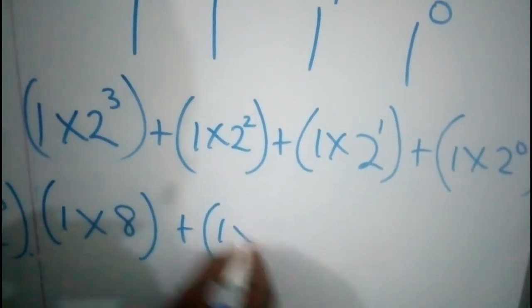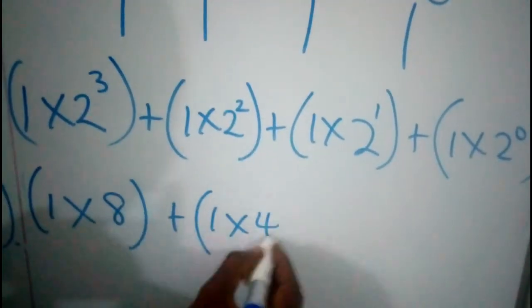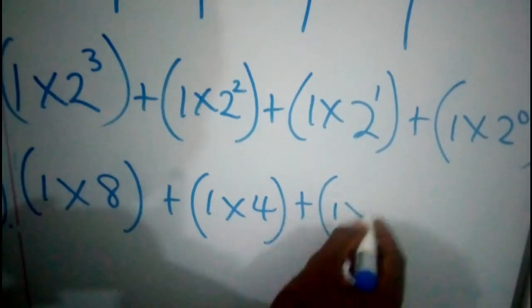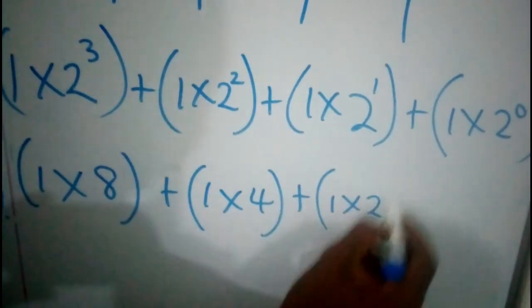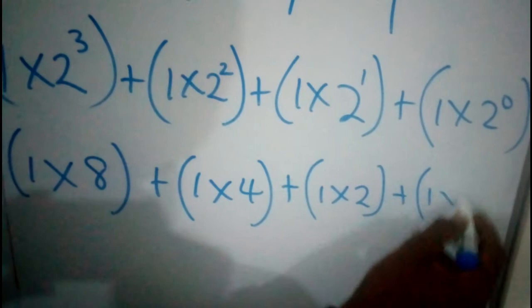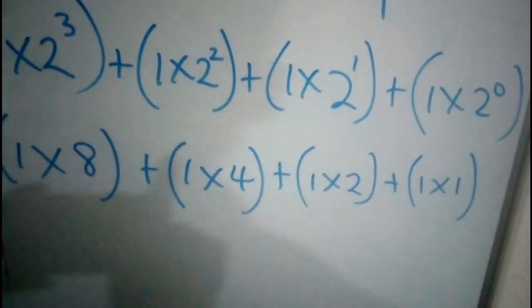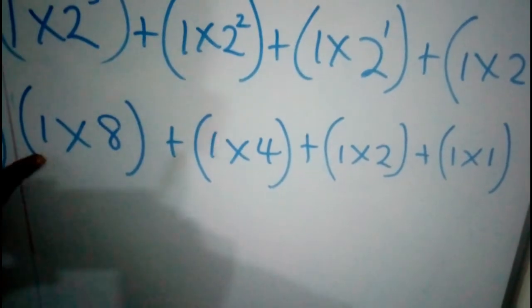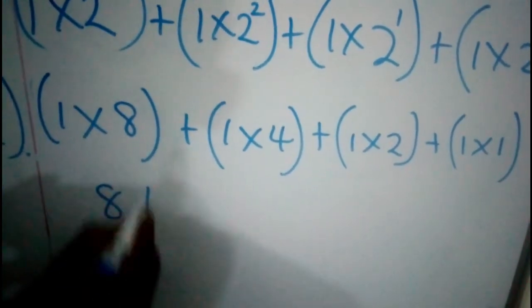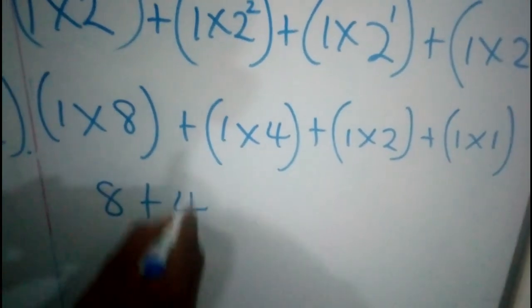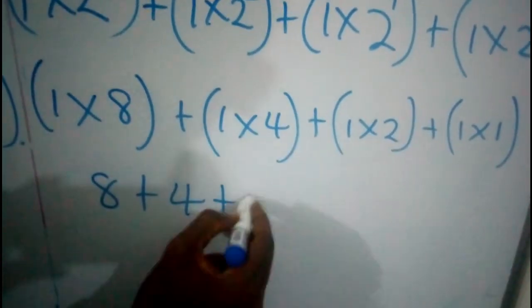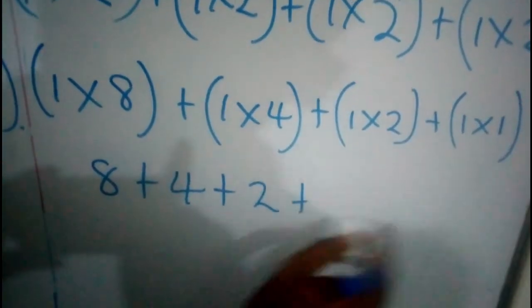Plus 1 times 2 raised to power 2, that is 4. Plus 1 times 2 raised to power 1, that is 2. Plus 1 times 2 raised to power 0. Anything raised to power 0 gives you 1. Alright? So let's open up the bracket. 1 times 8, 8. Plus 1 times 4, 4. Plus 1 times 2, 2. Plus 1 times 1, 1.